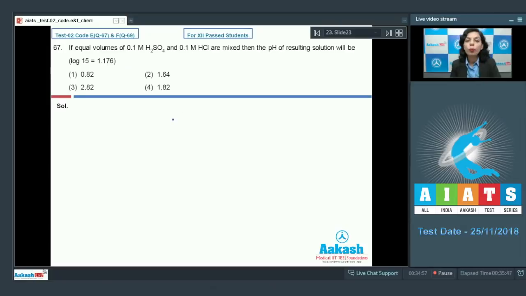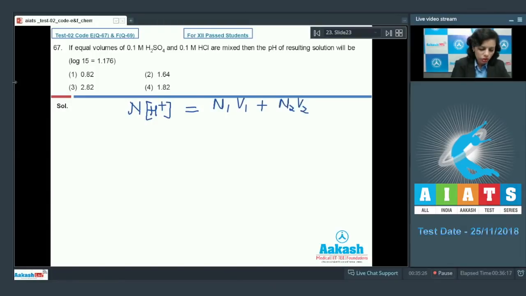In this case, we're just going to mix two solutions. One is 0.1 molar H2SO4, another is 0.1 molar HCl. In this case, we will find out the hydrogen ion concentration of the resulting solution, with the help of which we can easily find out the pH value. So let's see. The normality of the resulting solution will be equal to N1V1 plus N2V2 divided by the total volume, that is V1 plus V2. In this case, we know that both of these solutions have the same volume. Let's assume that volume is V mL.